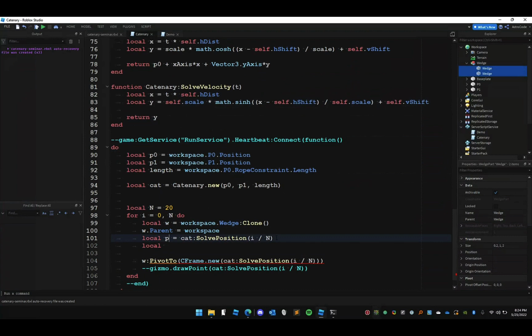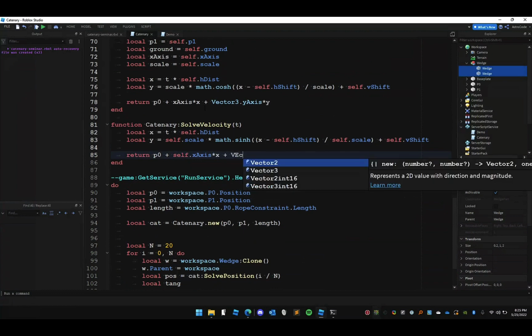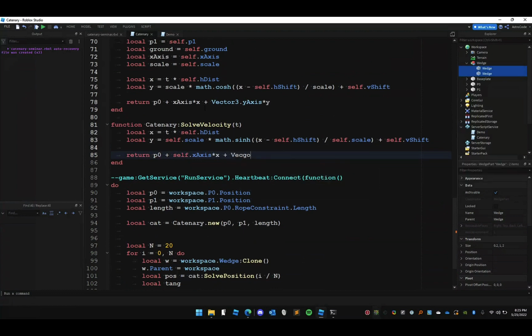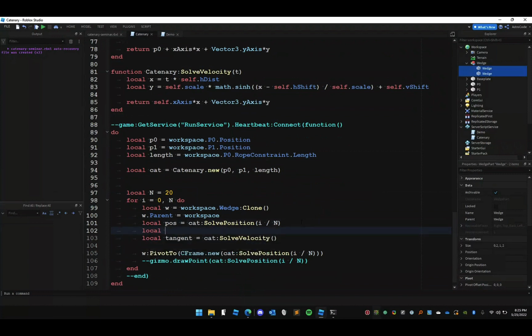And then, right, that's the position, then the tangent, or no, we need that to be a vector. I can't think of this in my head right now, how this would work. All right, this example might not end up working. You could just solve position for two nearby points and take the difference. Yeah, that's a safer way to do it.